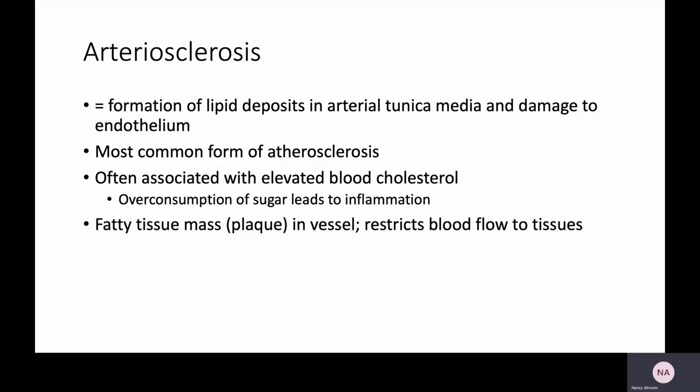The problem with these is secondary to the overconsumption of sugar, but it can cause a lot of trouble. So that fatty tissue mass or plaque in vessels is secondary to the inflammatory response due to overconsumption of sugar, but it will restrict blood flow to tissues.